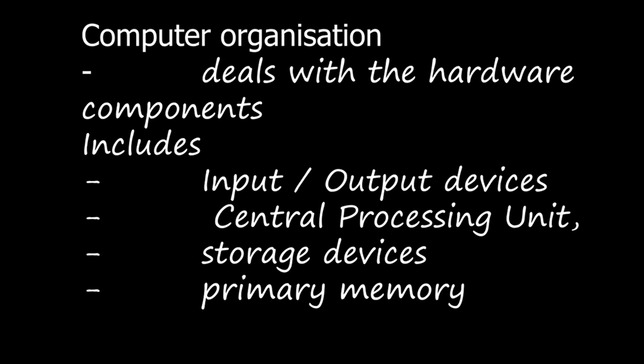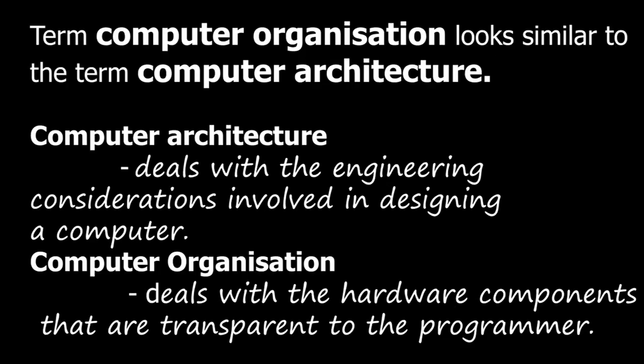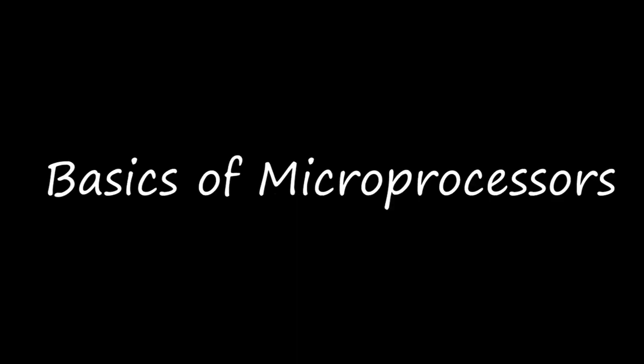Now let's see, computer organization deals with the hardware components of the computer system, okay? It includes the input and output devices, central processing unit, storage device and the primary memory, okay? We have input device, output device and central processing unit, right? Inside this processing unit, what are the things you have? You know that it has arithmetic and logic unit, registers and a control unit, right? Now first we are going to see the basics of microprocessor, okay?